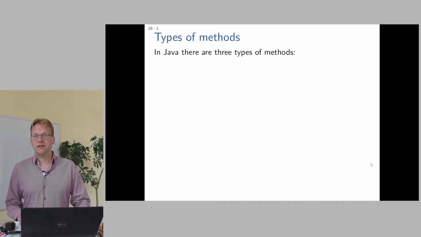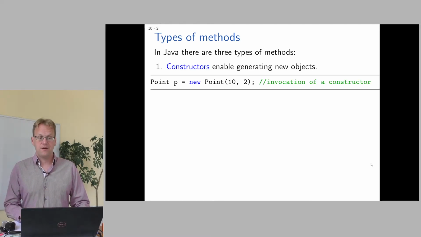Well, in Java there are actually 3 types of methods, and all of these I'm going to address in this video, so this will be a rather long video. The first type of methods you know already, that's a constructor. They are used to generate new objects.